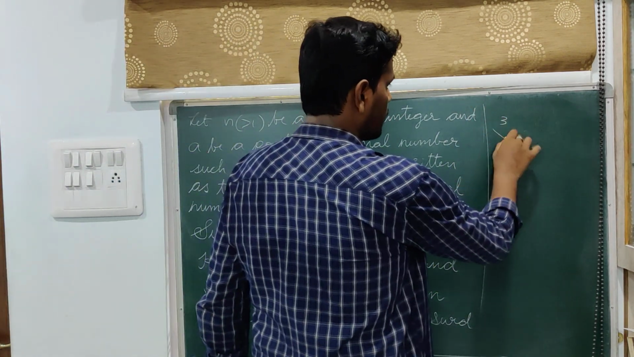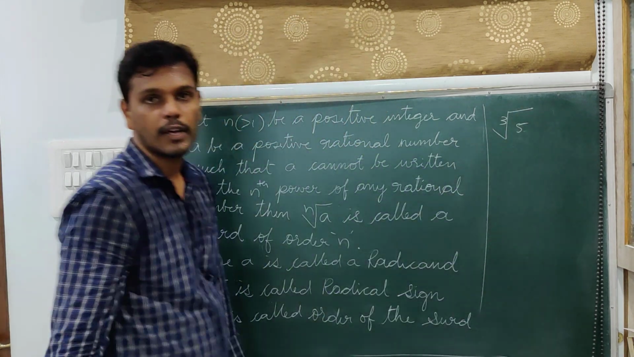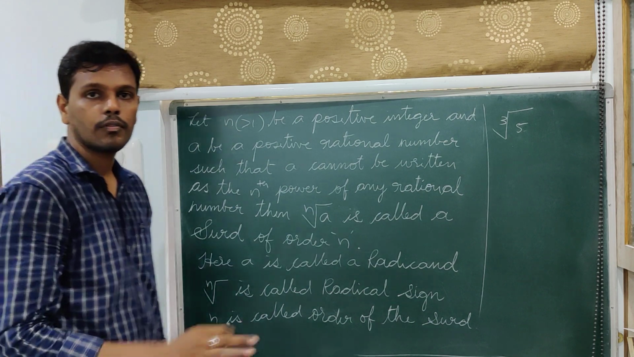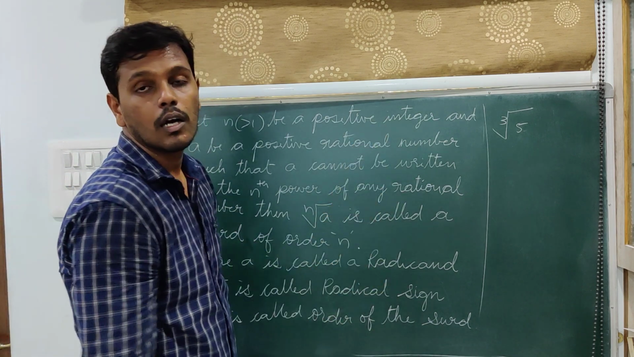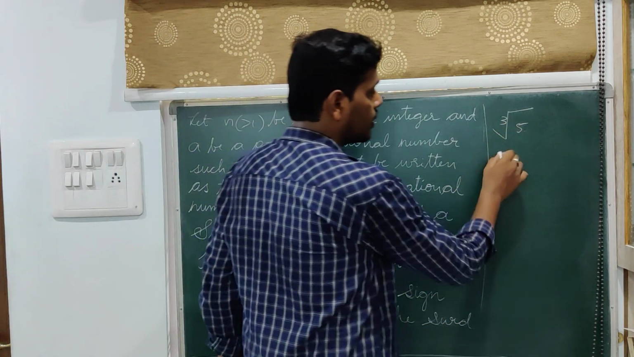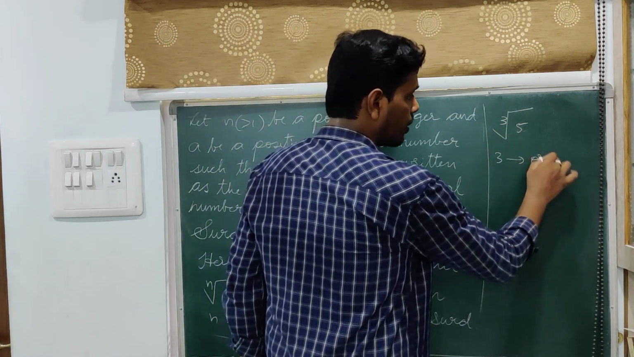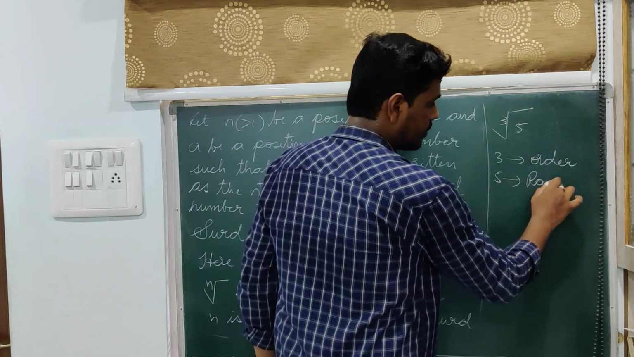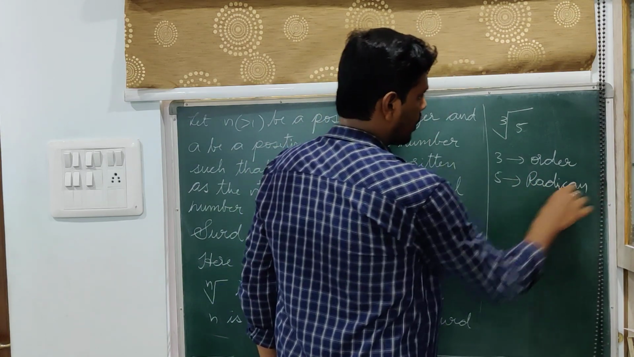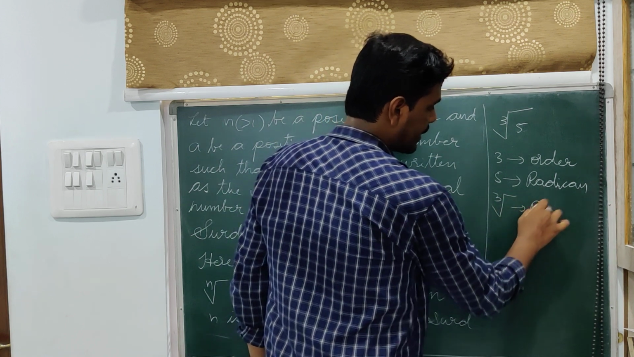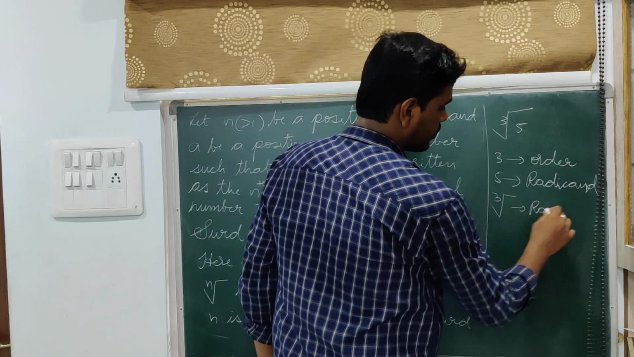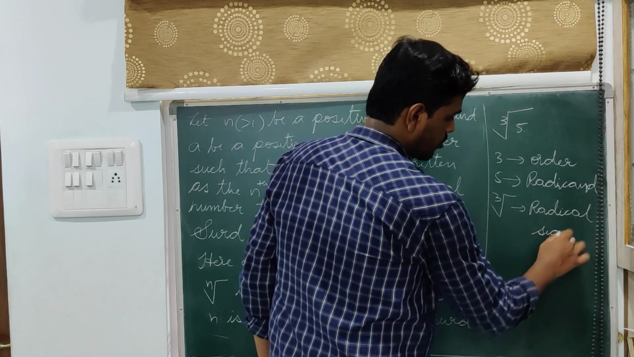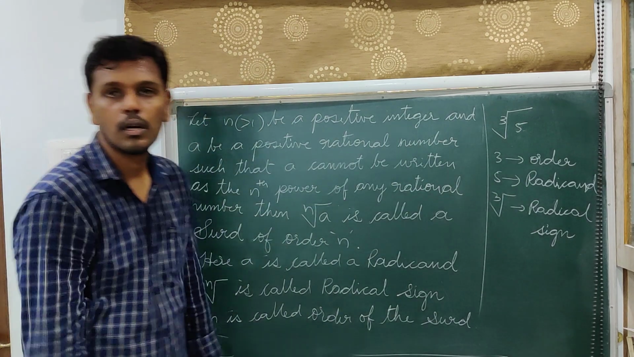See, suppose cube root of 5. Now clearly that is a surd because 5 cannot be written as the nth power of any number, or in fact the cube of any number. Now here 3 is called your order, 5 is called your radicand, and the cube root is called your radical sign.